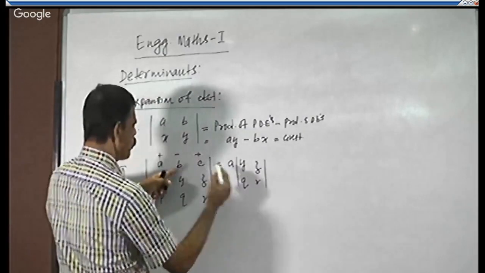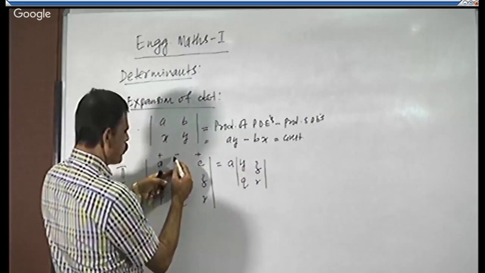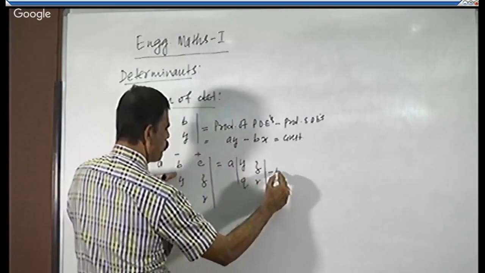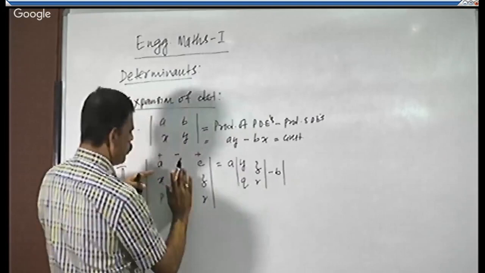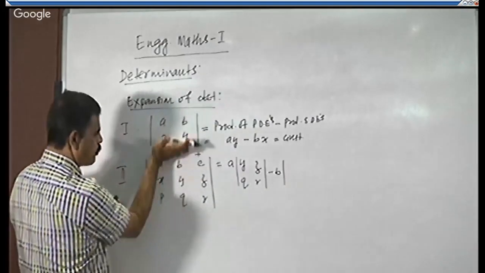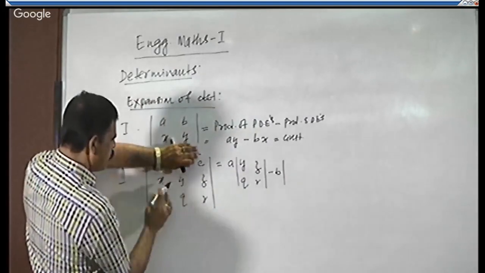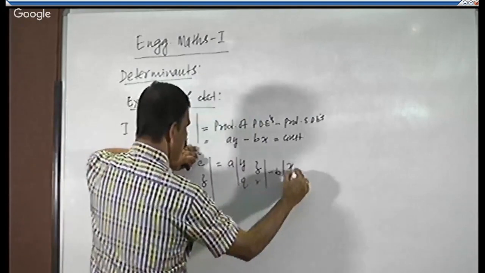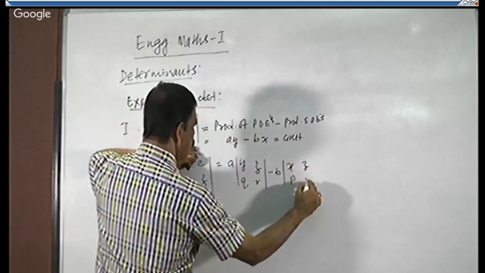Expansion of determinant is very important because this will be taking place in all the other chapters. Okay. Then the next step, the second element of the first row, it is B. What is the standard sign? Minus. Minus of B into: leave the corresponding column and corresponding row. The remaining elements are what? X, Z, P, R.